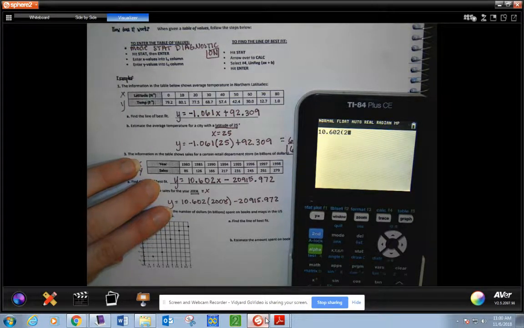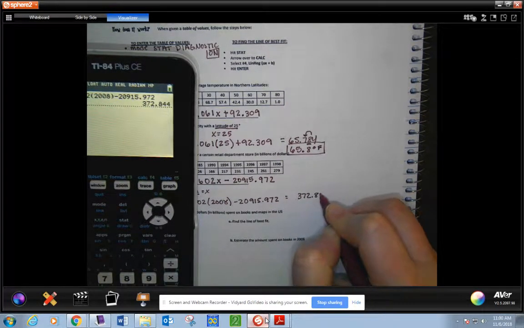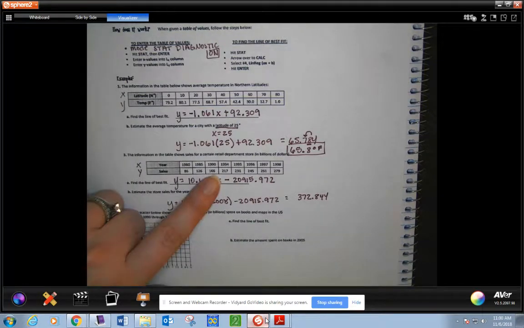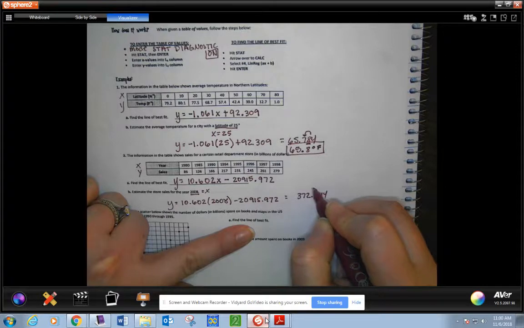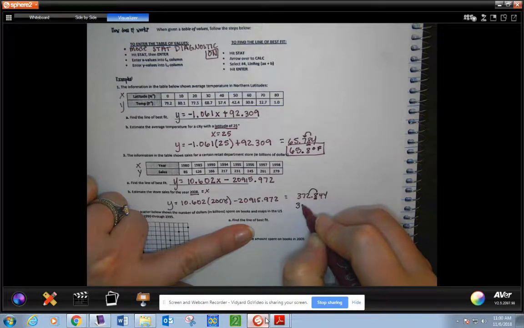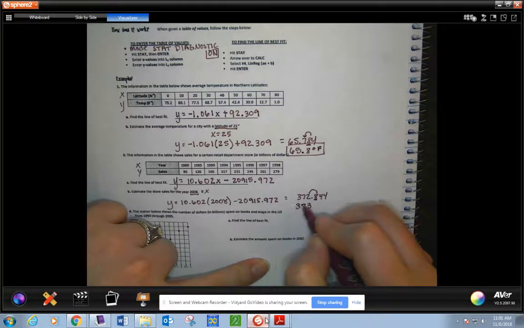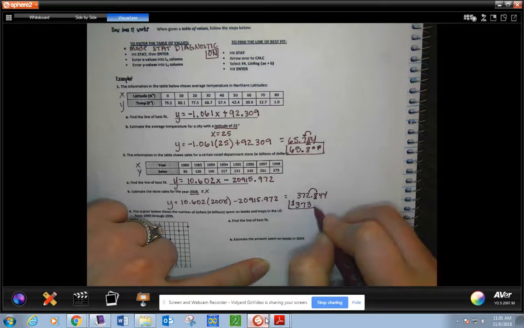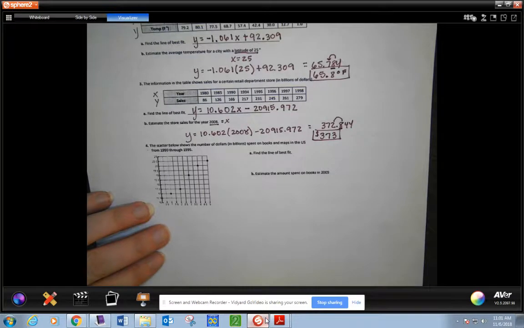10.602 times 2008 minus 20,915.972, and hit enter. And you are going to get an answer of 372.844. And if you look, your cells don't have any decimals, so I'm going to look at the first decimal place, and the 8 does what to the 2? That makes it 373. And since we're talking about dollars, we're going to put a dollar sign because we're talking about billions of dollars.